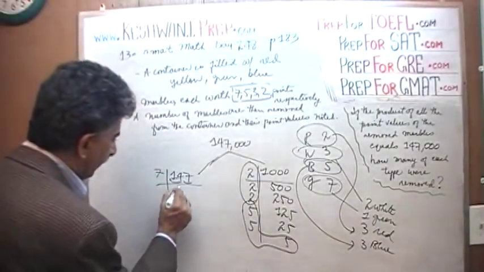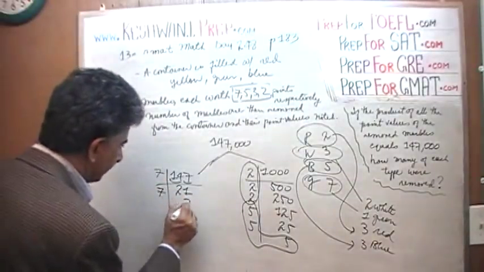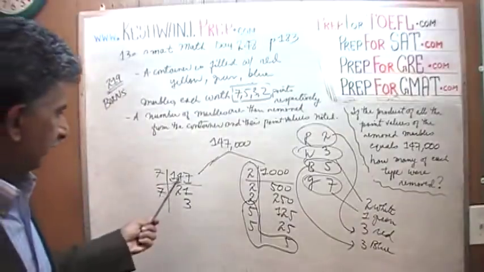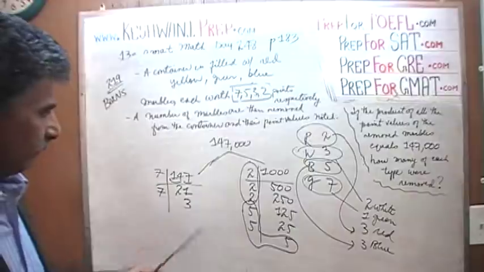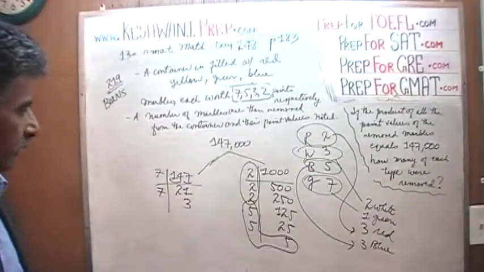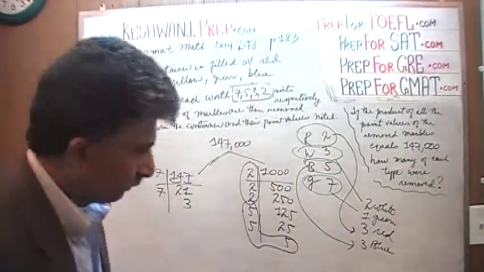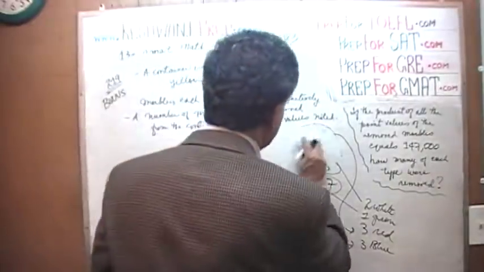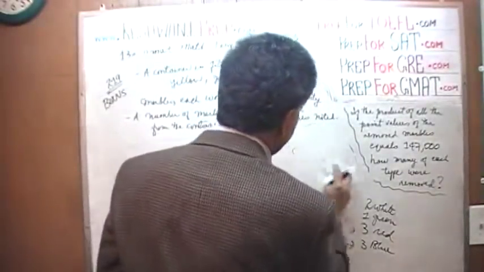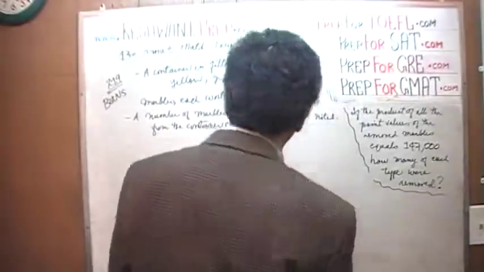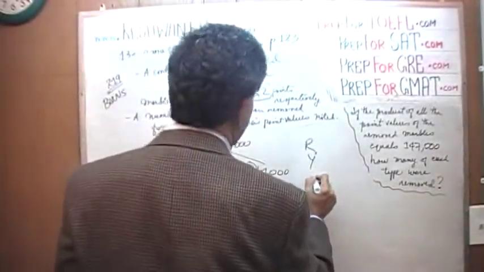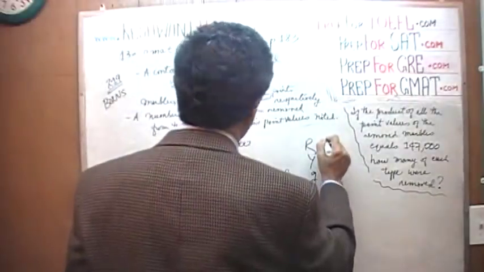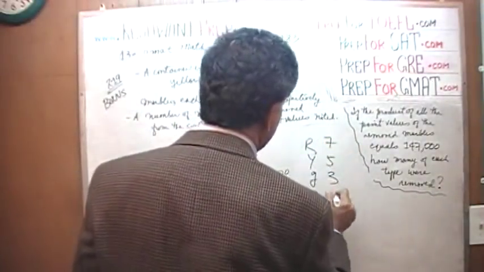So 147 divided by 7 you get 21, divide again by 7 you get 3. Now had you divided by 3 to start out with like we were supposed to, we would have gotten 49 and we would have gotten 2 sevens there. But anyway, we're done. So again we have to erase all of this part because this belongs to the previous problem. So here we have red, yellow, green and blue, and they are worth 7, 5, 3 and 2.